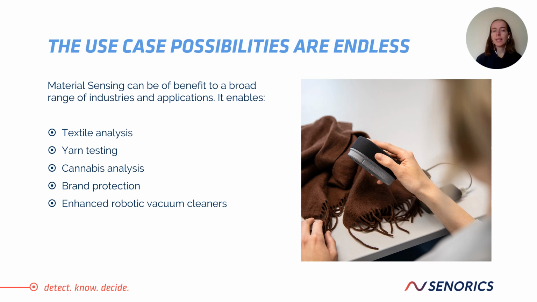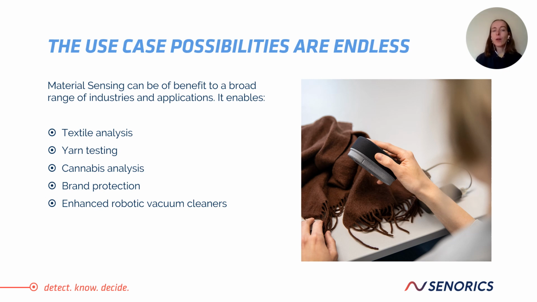Another use case possibility is cannabis analysis. Material sensing poses a reliable and affordable method to analyze the quality of cannabis, determine THC and CBD levels, and ensure consumer safety. Another possibility is brand protection. The application of NIR absorbers on textiles and other materials offers a new way to verify product authenticity. Material sensing enables companies and individuals to detect NIR absorbers and differentiate between originals and counterfeits to protect their brand.